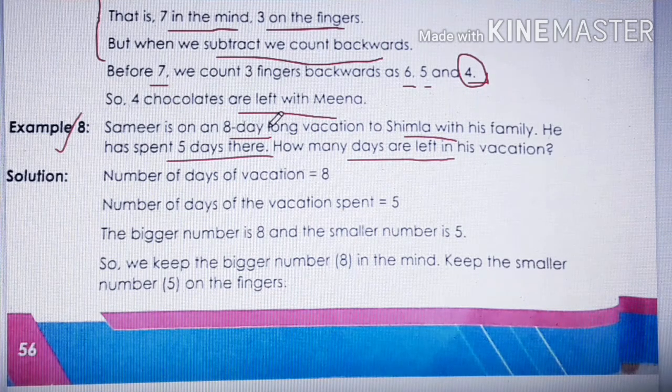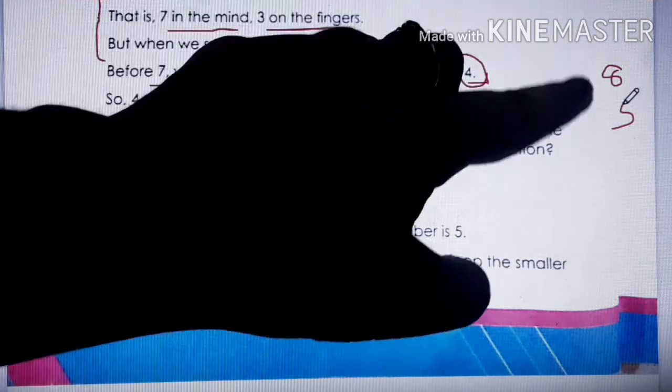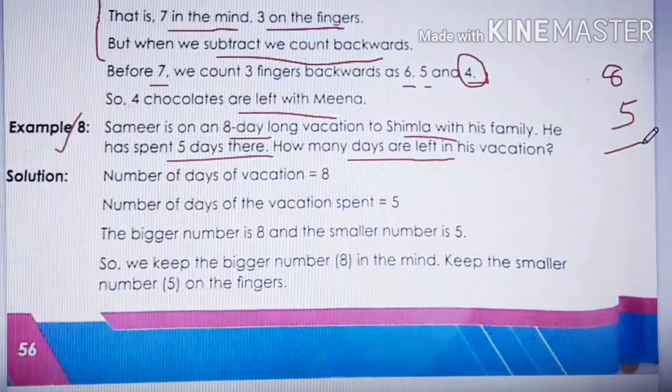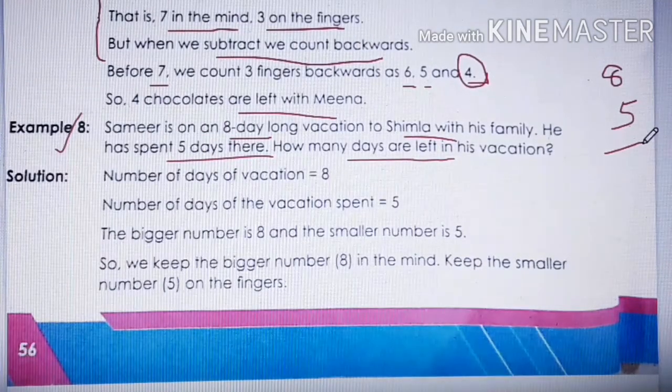Samir is on an 8 days long vacation. He has how many days vacation, children? 8 days vacation. Okay? And in Shimla he has spent 5 days. Out of total, children, he has spent less days, isn't it? Still days are left with him. So when the word left comes here, what are you going to do? Subtraction.